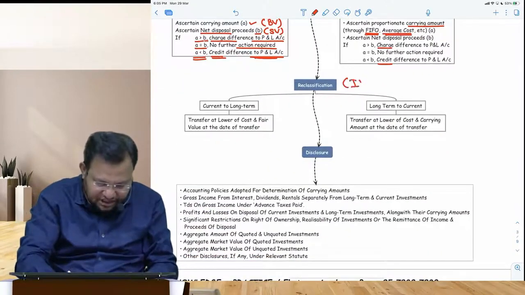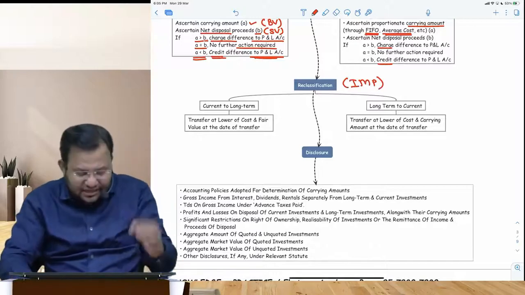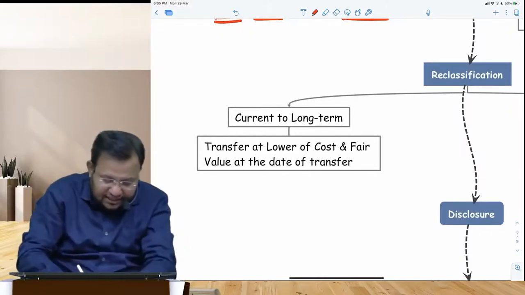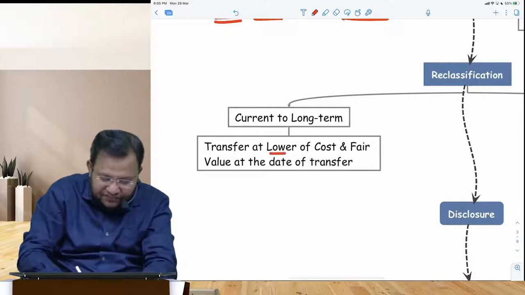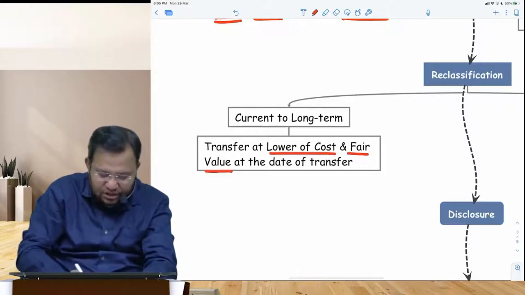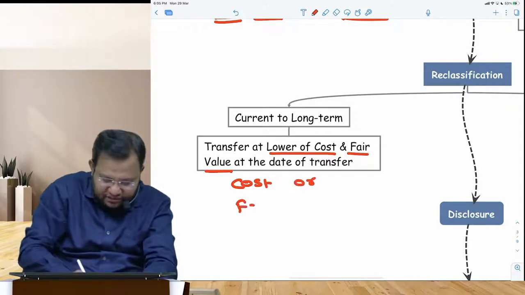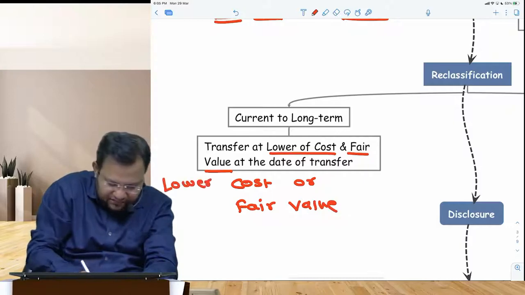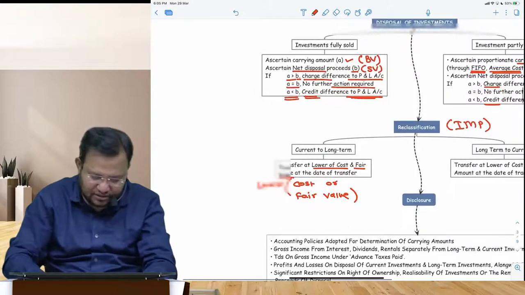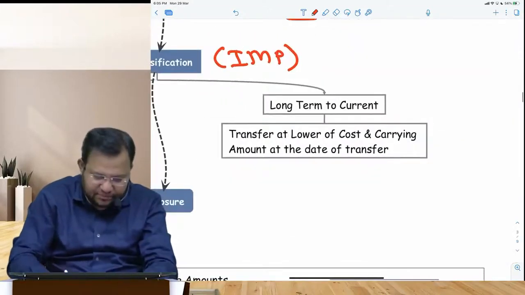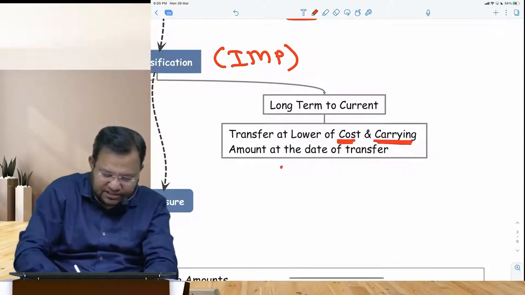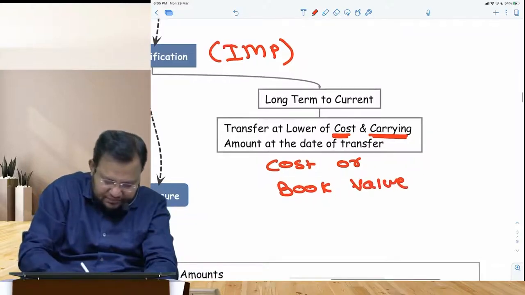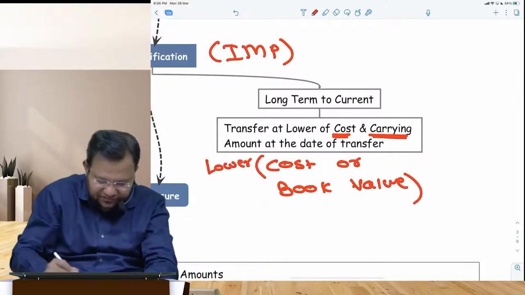Reclassification, expect a question on this in the exam. So you can reclassify short-term investments to long-term. If you reclassify from short-term to long-term, transfer them at the lower of cost and fair value. So cost or fair value, whichever is lower. If you are doing long-term to short-term, cost or book value, whichever is lower. At that amount, you should transfer.